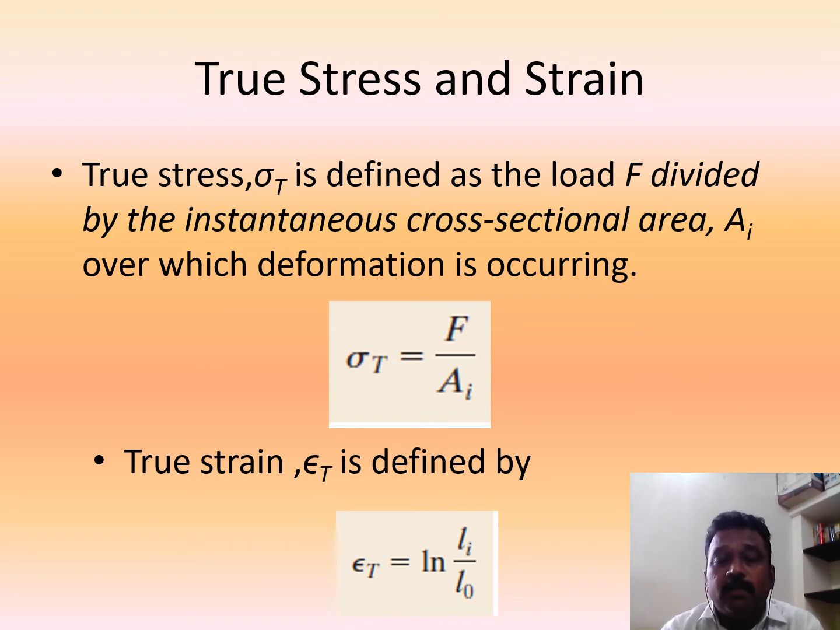And then for that stress, we need to calculate the strain. That is, epsilon t is ln of Li by L0, where Li means the instantaneous length and L0 is the original length.